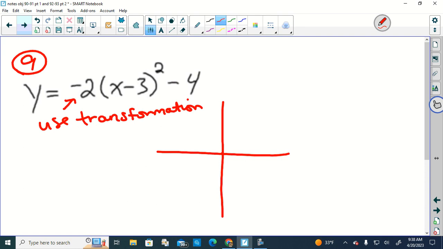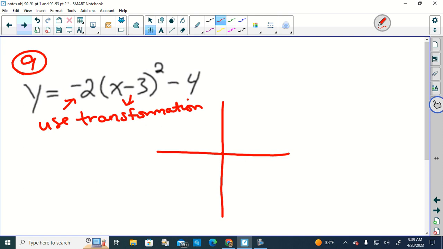So the first thing we're going to do is, are we going to move to the left or are we going to move to the right? If you look back at problem number 5, we had a negative 2, but we didn't move to the left, we moved to the right.